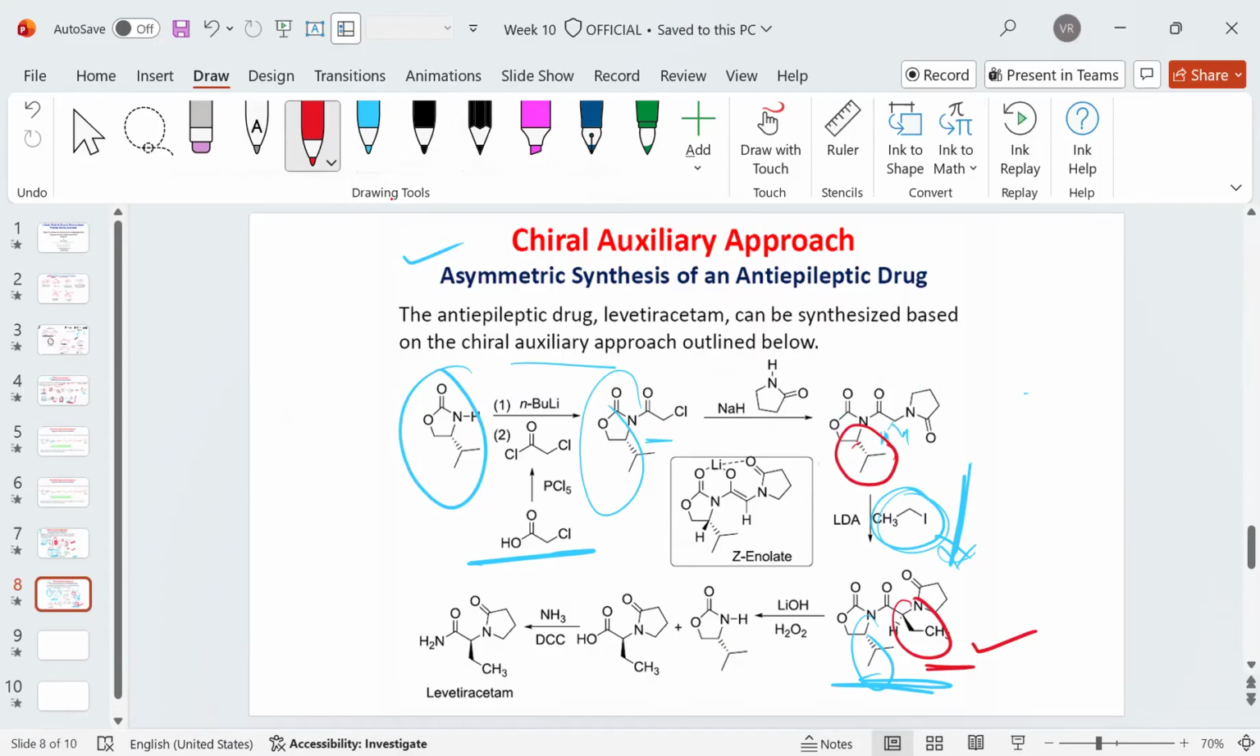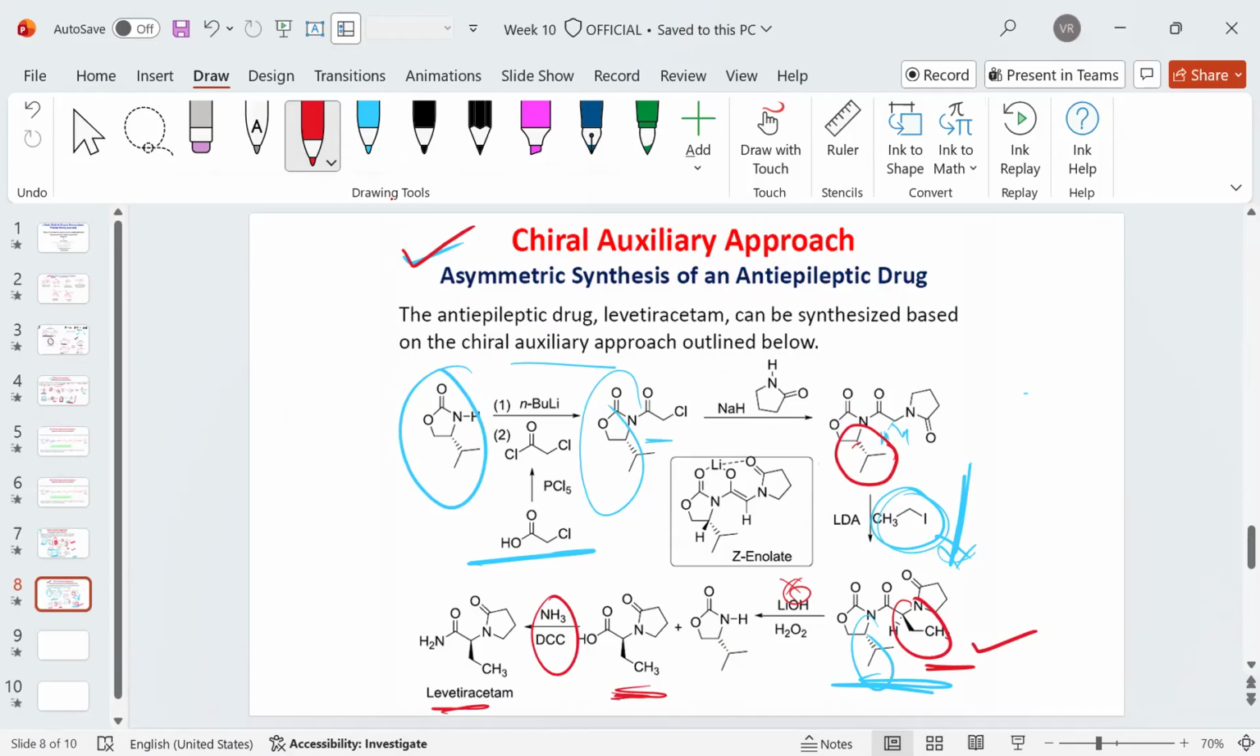And at the last, we can remove the auxiliary part and we get this intermediate. So our target was one step further away. In the last step, they treated it with this acid and ammonia, and we get our final target molecule. So this is another approach, the chiral auxiliary approach.